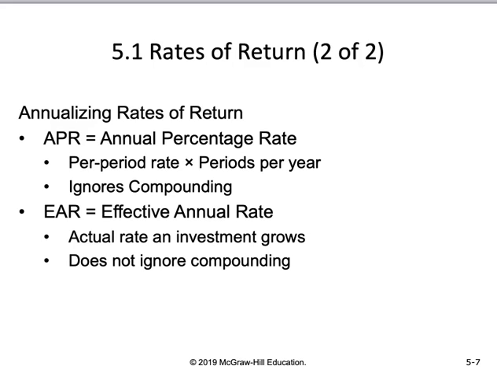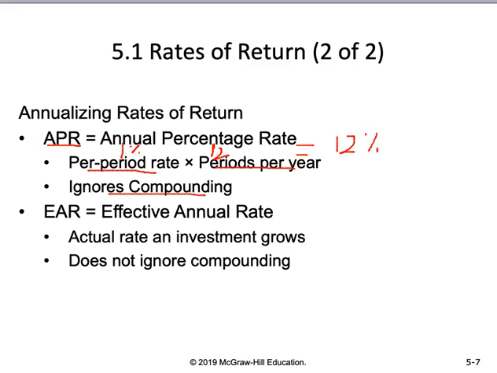Quick concepts on rates of return. Truth in Lending requires on loans that annual percentage rate, APR, is disclosed. So it is the per period rate times the periods per year. It ignores compounding. So if you have a credit card that charges you 1% per month, that's 12 periods in the year. 12 periods per year. You multiply that and you would get an APR of 12%.